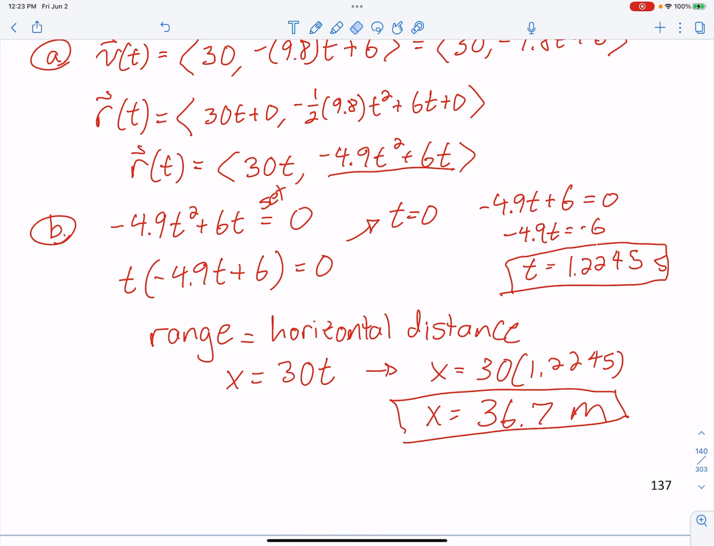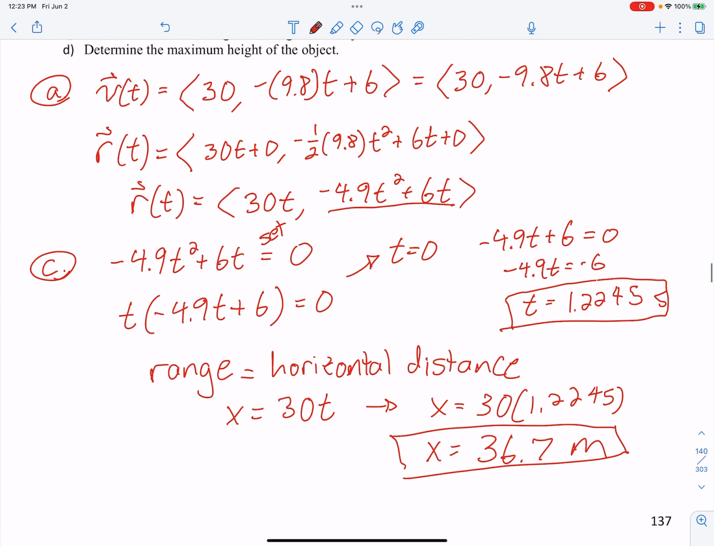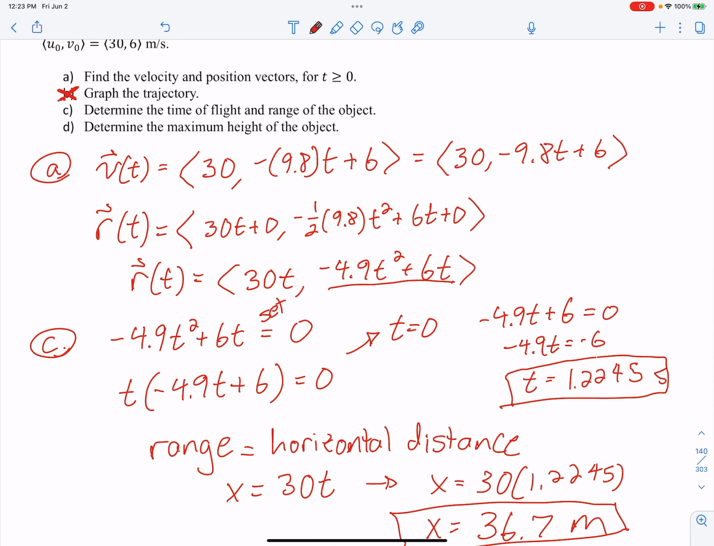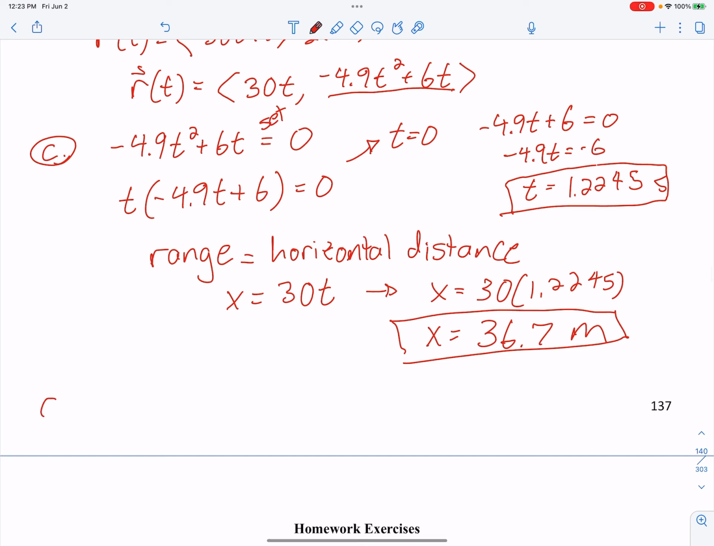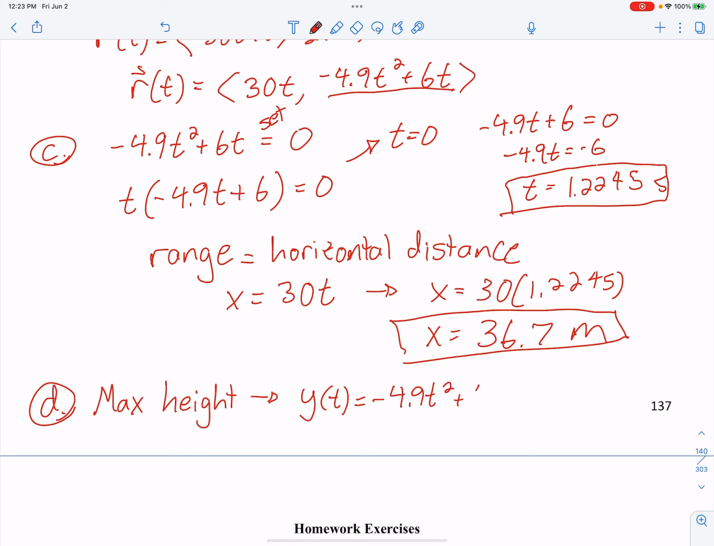That was problem C. We skipped B. B is a graph. We can plug that in. I'm not going to waste your video time with that. I definitely think you can just plug it in. They want to determine the max height. So if we want to determine the max height, we take our y component. So y of t equals negative 4.9 t squared plus 6t, and we want to maximize.